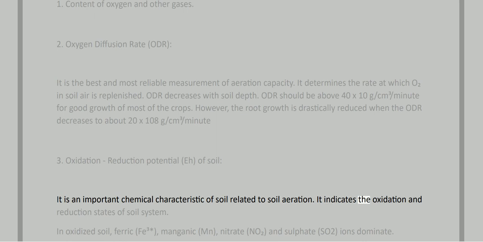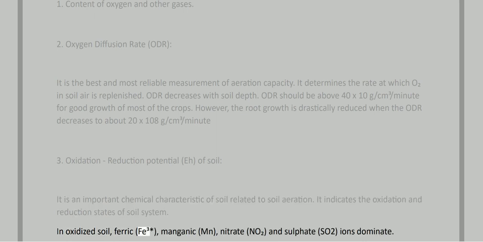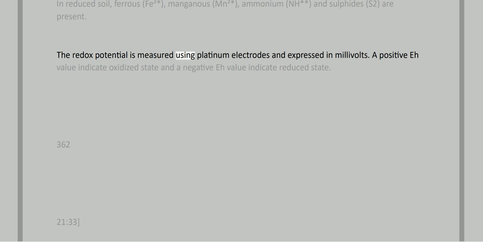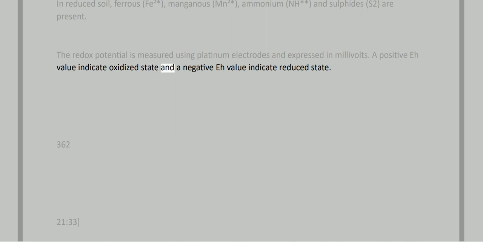It indicates the oxidation and reduction states of the soil system. In oxidized soil, ferric (Fe³⁺), manganic (Mn⁴⁺), nitrate (NO₃⁻), and sulfate (SO₄²⁻) ions dominate. In reduced soil, ferrous (Fe²⁺), manganese (Mn²⁺), ammonium (NH₄⁺), and sulfides (S²⁻) are present. The redox potential is measured using platinum electrodes and expressed in millivolts. A positive Eh value indicates an oxidized state and a negative Eh value indicates a reduced state.